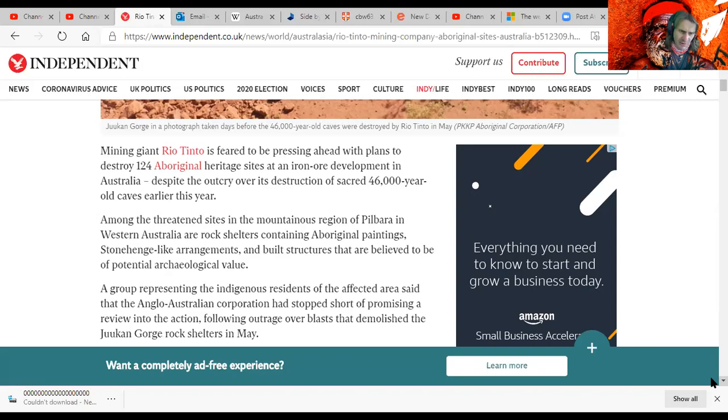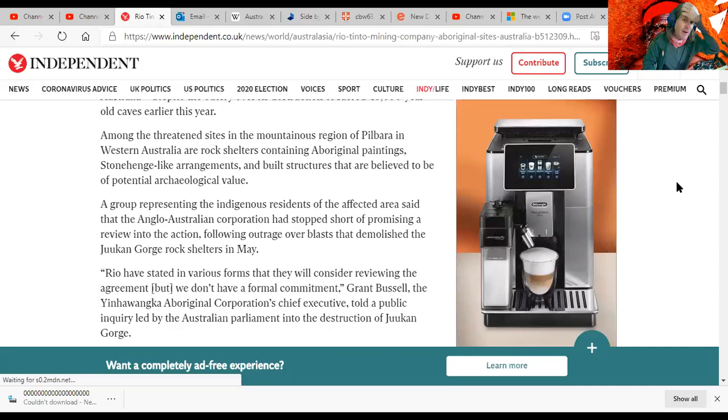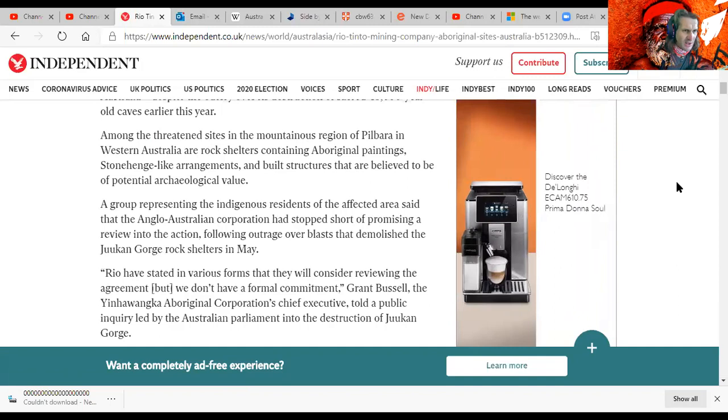At an iron ore development in Australia, despite the outcry over its destruction of sacred 46,000-year-old caves earlier this year. And the Australian Prime Minister actually agrees with this crap. So even the politicians want this to happen. Does that sound very familiar with HS2? Among the threatened sites in the mountainous region of Pilbara in Western Australia, which is on the other side from New South Wales, which we're going to be looking at with Lake Mungo. It's obviously that bigger area on the left-hand side of the map.